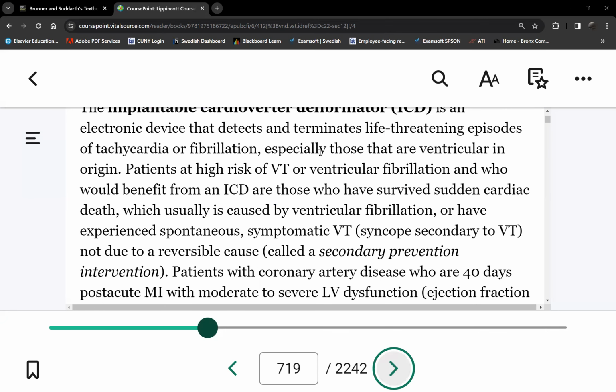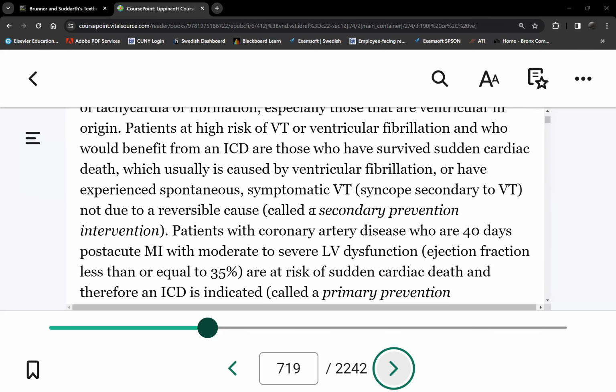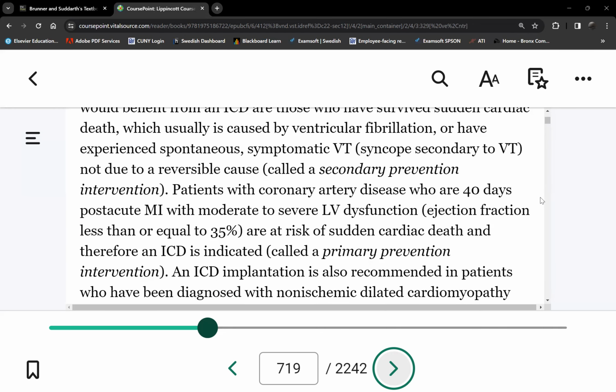Here's the ICD. Who gets an ICD? There's a question on your blueprint, indications for ICD. So who gets it? People who survive sudden cardiac death. Can we go by the paragraph? Who gets it? Those at high risk for VT, fibrillation, and who would benefit from the ICD are those who have survived sudden cardiac death, which usually is caused by ventricular fibrillation, or have experienced spontaneous symptomatic VTAC not due to a reversible cause, called a secondary prevention intervention.